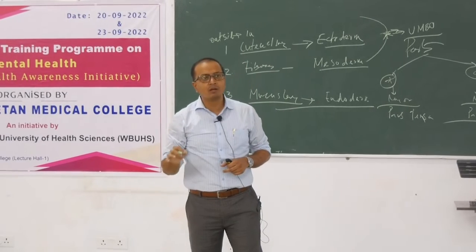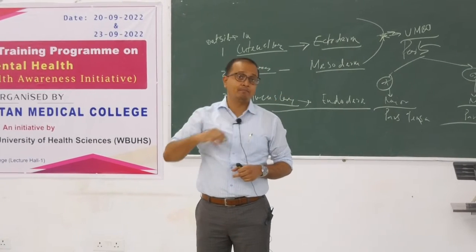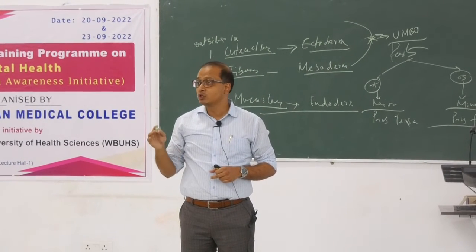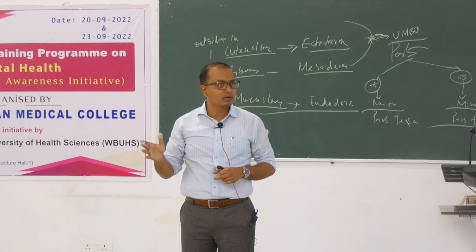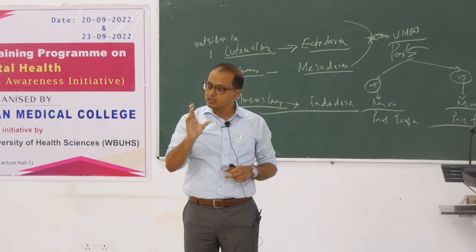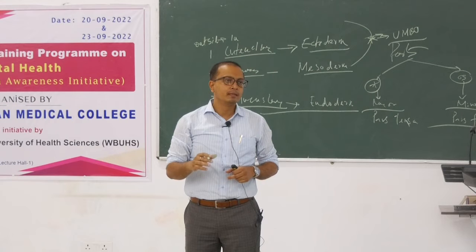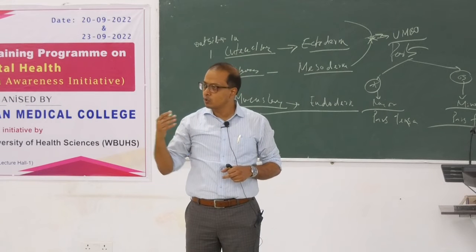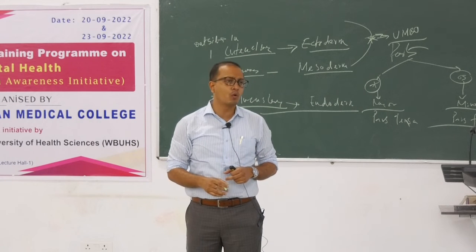Alright, so these are the general features of this tympanic membrane. It has 2 surfaces, lateral surface and medial surface. It has 2 parts. One is the tense part, the other is the flaccid loose part. It has 3 layers, sourced from 3 different developmental origins.